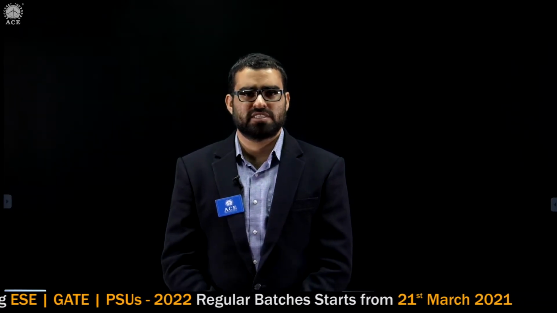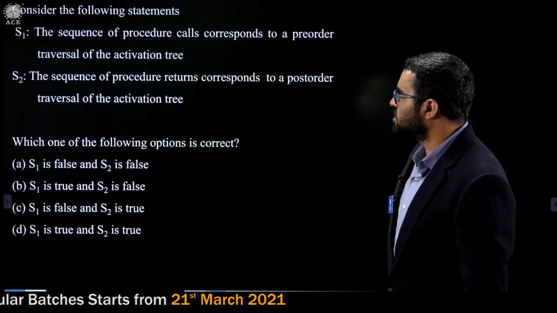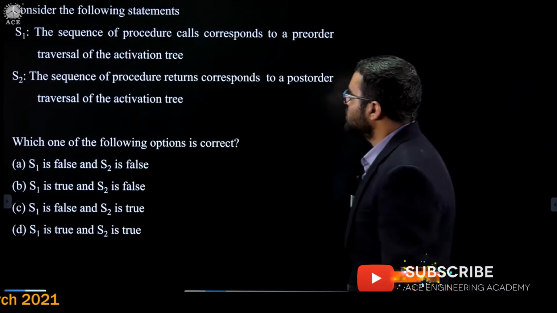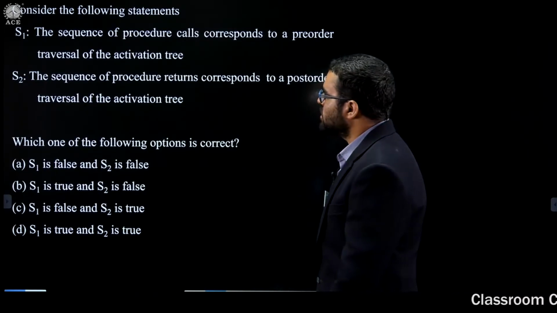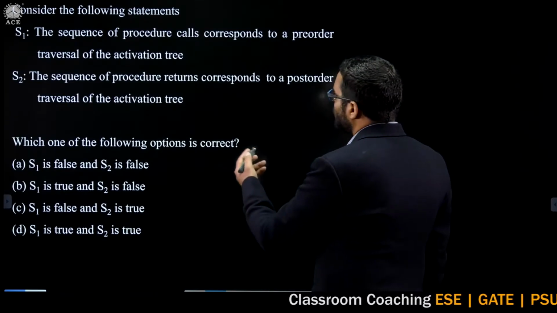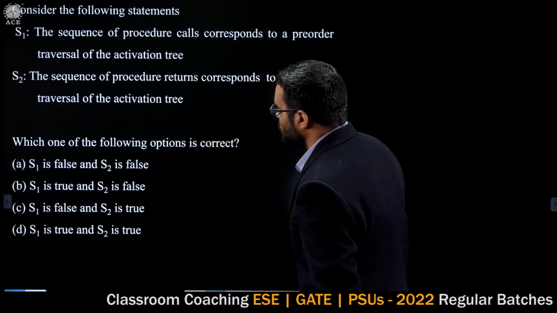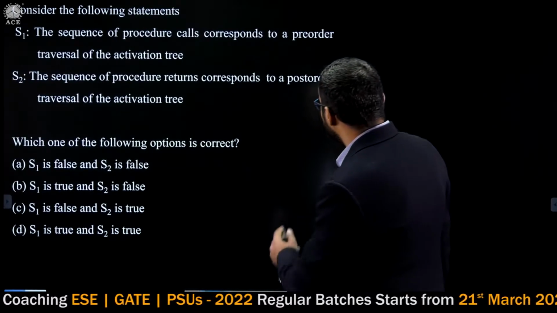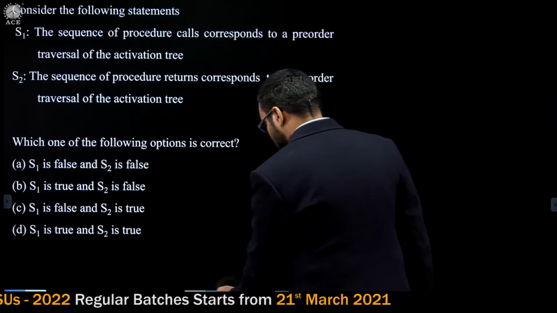Okay, so let's start. Let's solve this question. This is a GATE 2021 set 1 question. Consider the following statements. Statements S1 and S2 are given. Statement S1: the sequence of procedure calls corresponds to a pre-order traversal of the activation tree. Statement S2: the sequence of procedure returns corresponds to a post-order traversal of the activation tree. Okay, so let's solve this question.